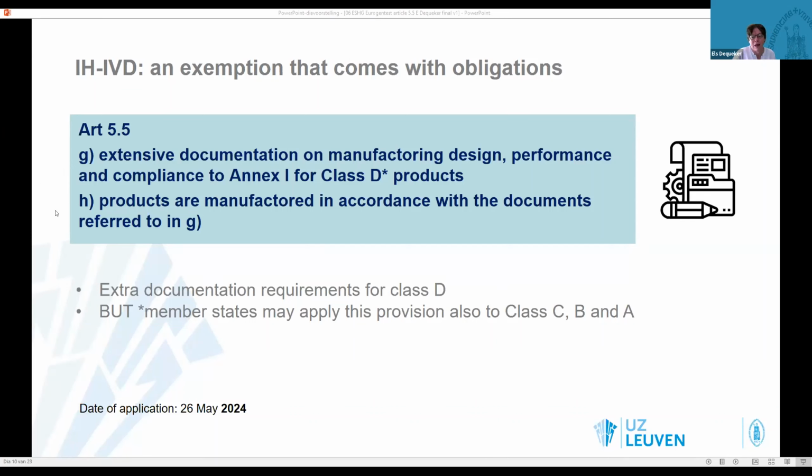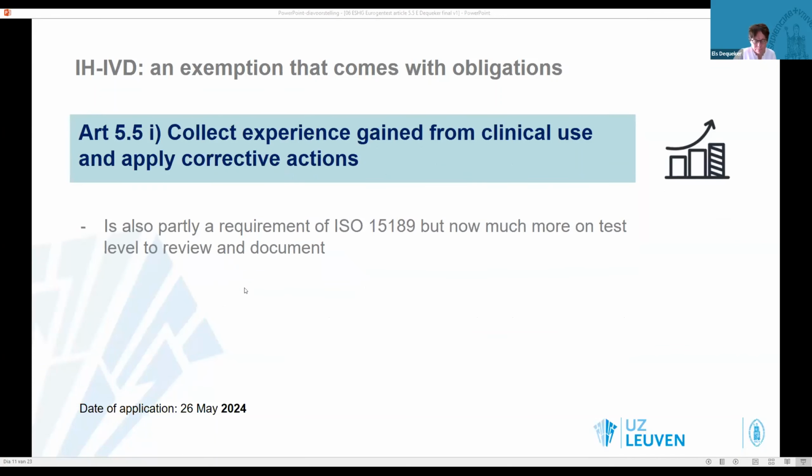And then, it says that we need to manufacture these products according to the documents. So this needs to be in place in 2024. That's also related to our documentation system, that we need to bring, I cannot say to a level higher, but to a level of manufacturing. So I think the level will be the same, but we need to have a focus on manufacturing.